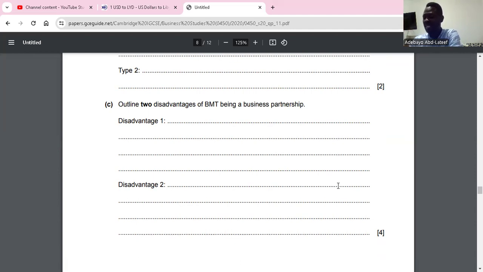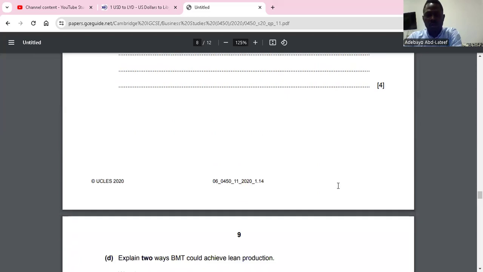Then we have the disadvantages here. 1, unlimited liability, which means partners might lose their personal assets in case the debt of the business increases and the business is unable to pay that. That's unlimited liability. 2, conflicts. There might be disagreement between partners, which may delay decision making, and they might run into losses as a result of that. Clear? We go to D.